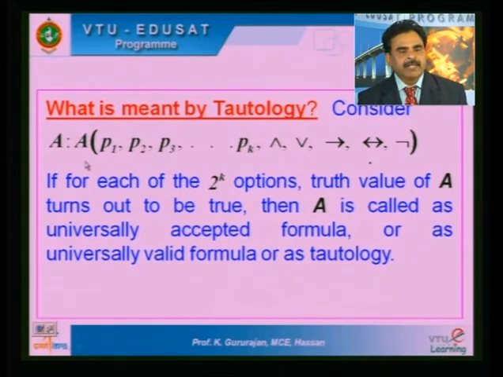So, consider a statement formula A. Suppose that the formula A is formed by using k variables P1, P2, up to Pk and these connectives. Now, construct the truth table of A. We know how to construct the truth table of A. And also, we know that there will be 2 power k rows in the truth table. Now, look at the last column, where we will find the truth values of A. Now, if all the truth values in the last column are true, then A is called a tautology.